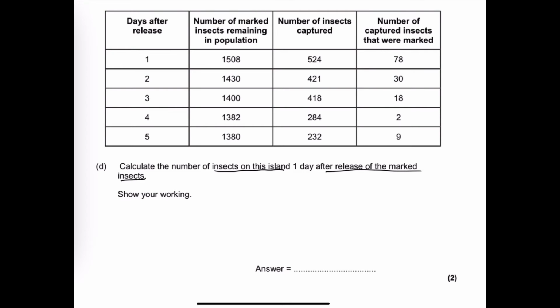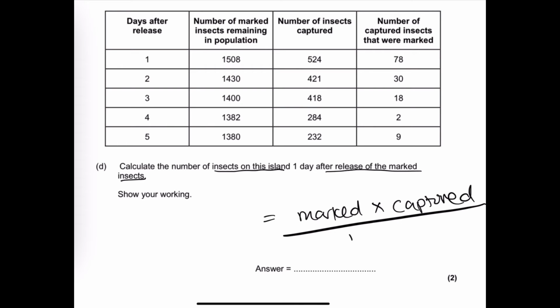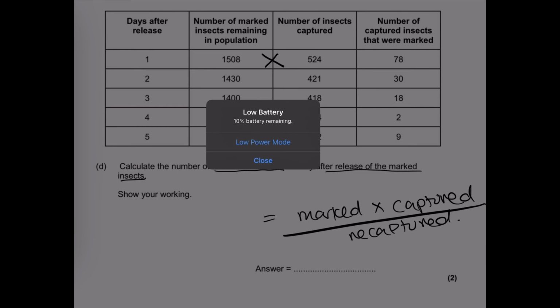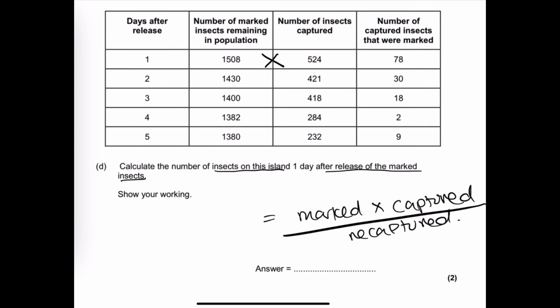So how you do this is that you take what was marked in the beginning, you times this by the amount that was captured, and you divide it by the recaptured one. This is the equation that you always use. So we times this together, and if we time them together, you get 790,192. You divide this by 78, and the answer is 10,130.